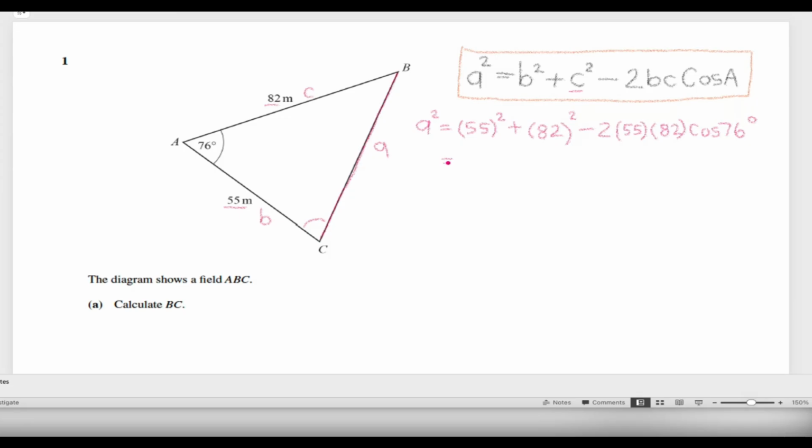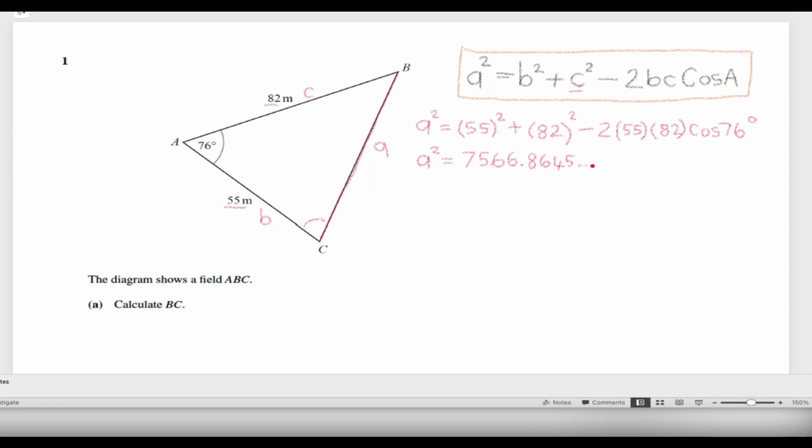So what I'm going to do is punch this into my calculator. 55 squared plus 82 squared minus 2 times 55 times 82 multiplied by the cosine of 76 gives me 7,566.8645, and the value goes on.